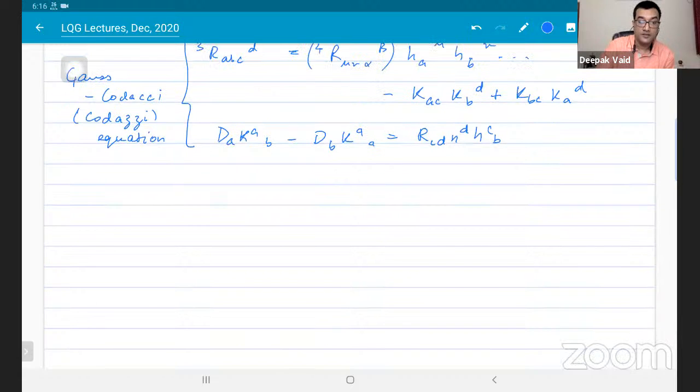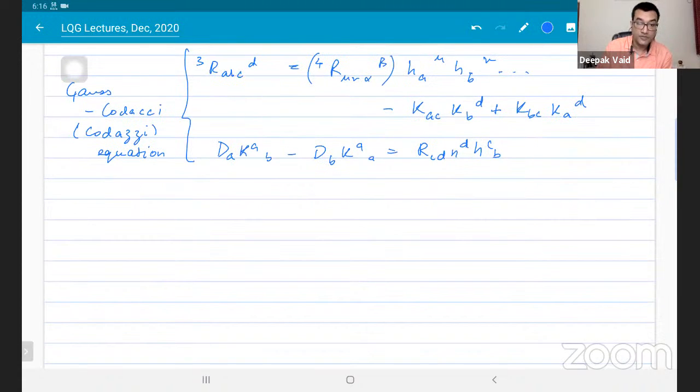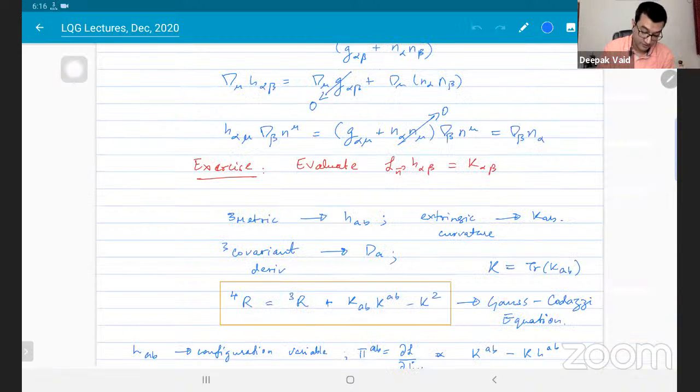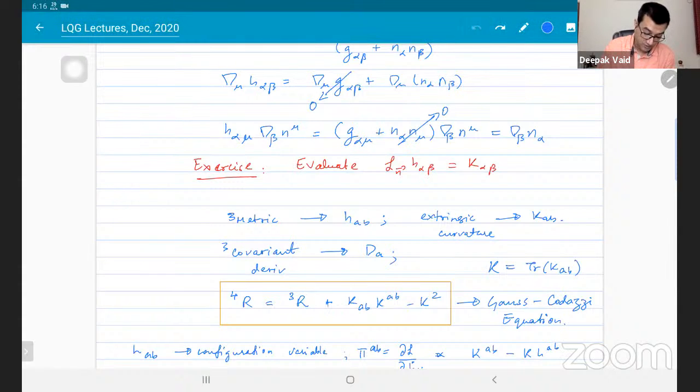And then we can perform some contractions, because we want to find the Ricci scalar. So we perform the usual contractions on these two expressions, and those contractions lead us to the expression for Gauss-Codazzi that I had given you in the previous class, which I think maybe I made a mistake in the sign. So this should be a minus sign, this should be a plus.